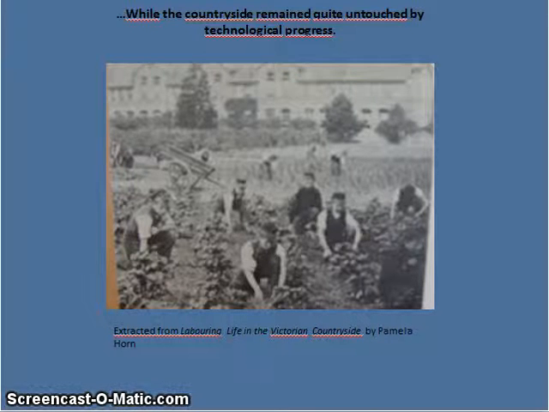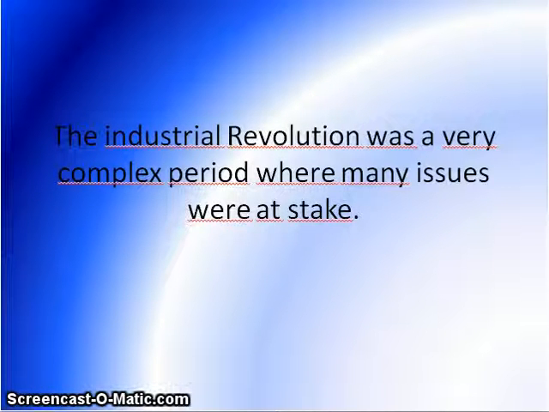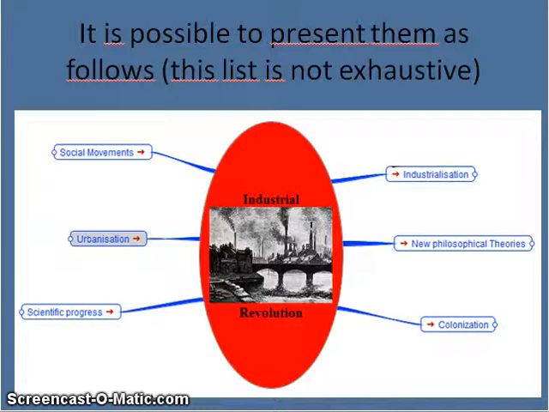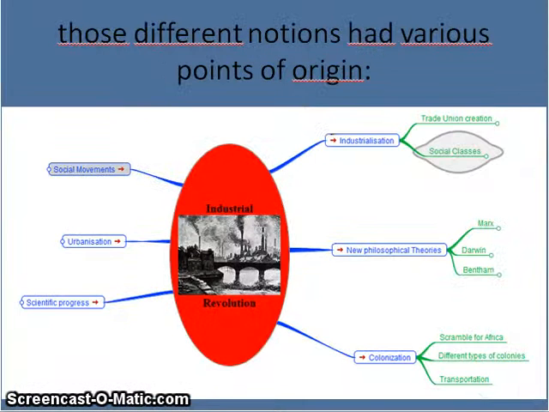A lot of other issues were at stake during the Industrial Revolution. Here are the main ones, although the list is not an exhaustive one. Scientific progress led the way to industrialization and urbanization, but these were not the only key issues, as new philosophical theories emerged. Colonization was growing bigger and bigger, and many social movements were born from this period. Each of these new perspectives opened the way for different interpretations, as you can see here.